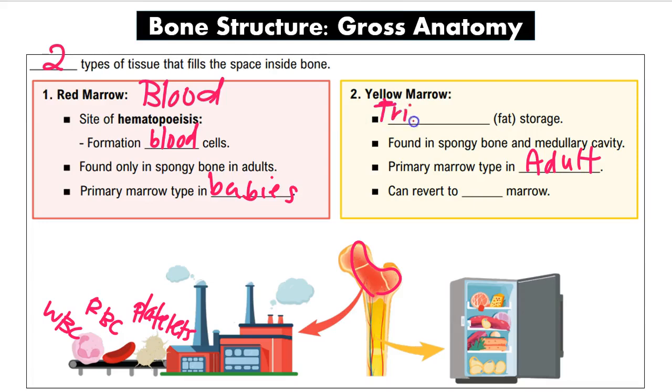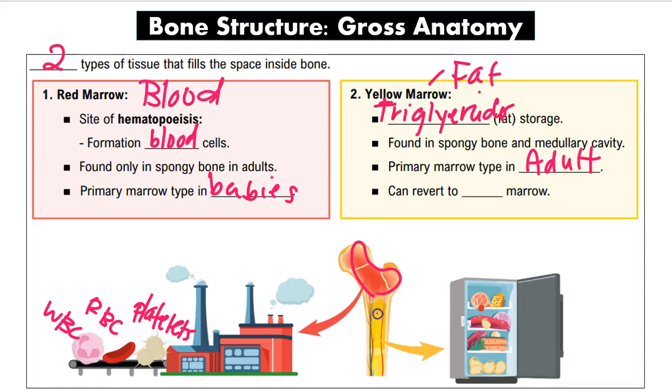Yes, we're going back to our chapter 2 information. Triglycerides are fat, and that's what yellow marrow is. It's yellow because it has a tinge of yellow like adipose tissue or fat does. And those triglycerides are there for fat storage. And also, of course, if you need energy, that's where you're putting a lot of energy in fat storage as well. Now, this is found in spongy bone and the medullary cavity.